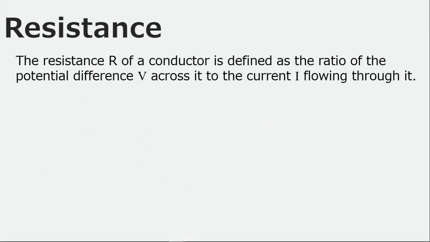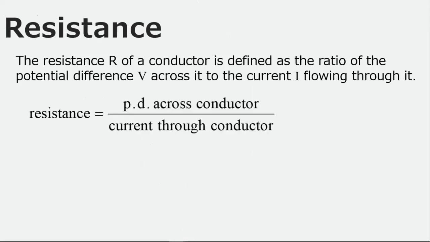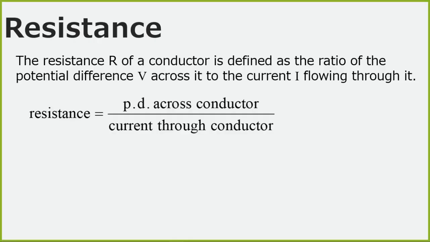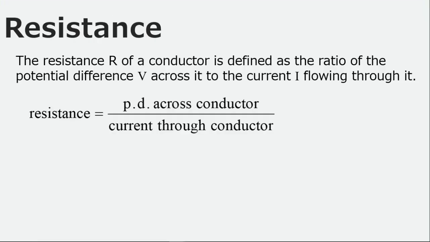The resistance R of a conductor is defined as the ratio of the potential difference V across it to the current I flowing through it. Given that definition, you can come up with this equation: the resistance is equal to the potential difference across the conductor divided by the current through the conductor. In symbols, R is equal to V over I.